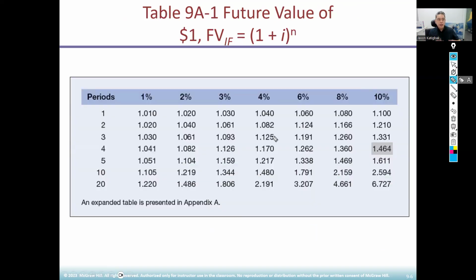Now, in your book, most finance textbooks have a table at the back. In case you do not want to calculate it manually, you can take a look at the appendix, and it would show you how to calculate it also. How do you use this one? I'll just show you, but normally you can use an Excel function. Just in case you want a quick glance, you can use this one.